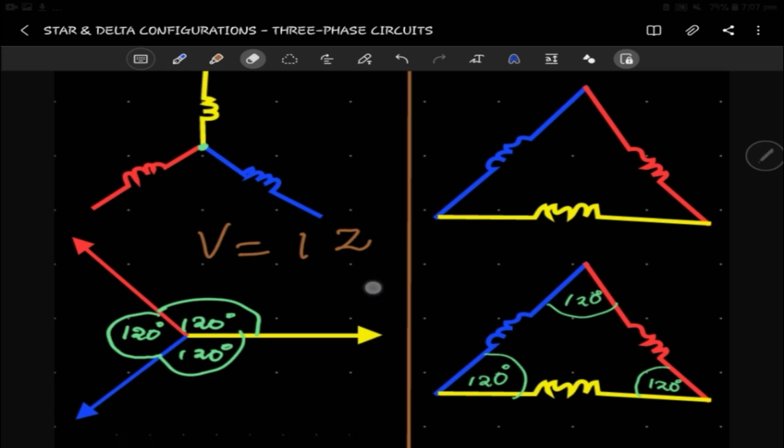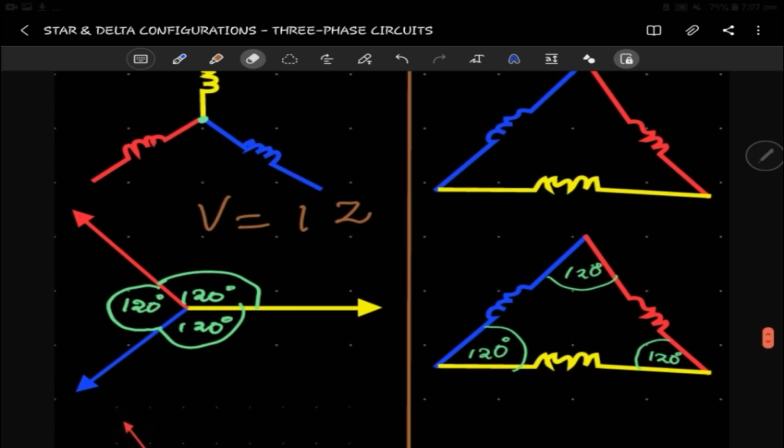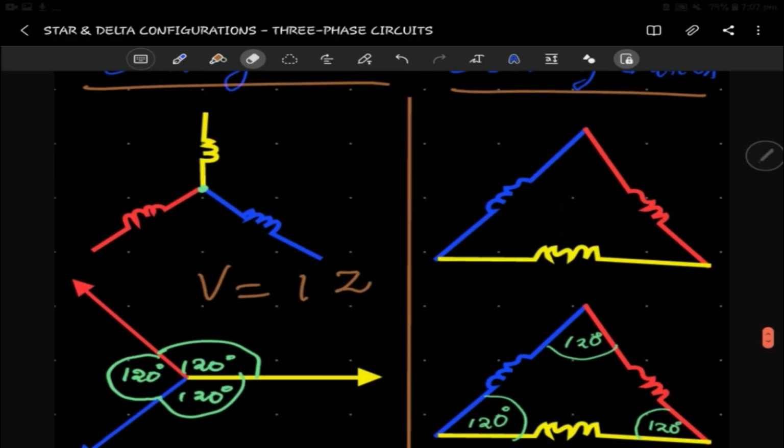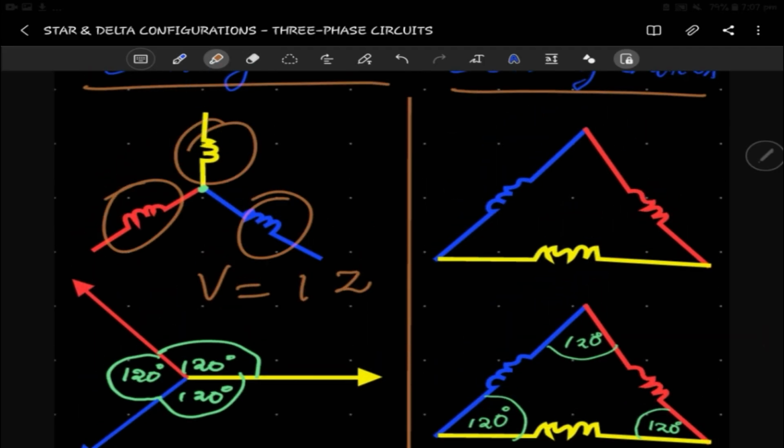And whenever we have a system that is balanced, it means the impedance of the loads, so in this case the loads we have here, are the same. If they are the same, that will mean that the current flowing through each and every phase, the voltage across each and every phase, and the phase angles too are the same. So the voltage across each phase will be the same.